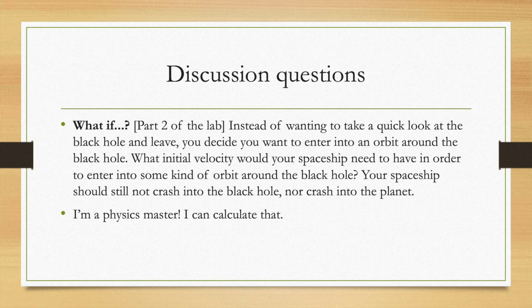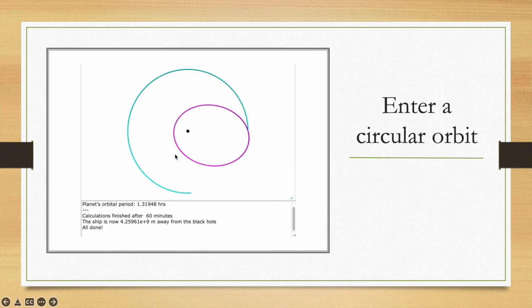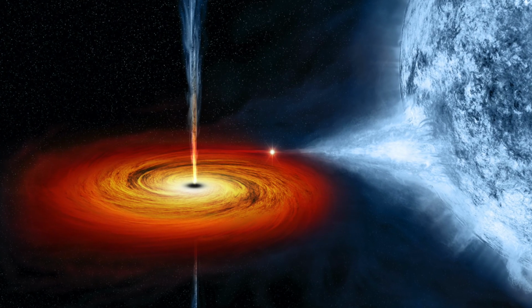But what now if we want to start in an orbit around the black hole? Well, we are physics masters. We can calculate that. For that, I just use more trial and error, and I just reduce the initial speed of the ship. I just reduce it by one exponent, and we can see that now the ship, which has the magenta trajectory, just enters in an orbit around the black hole, and we can see the planet still the cyan trajectory.